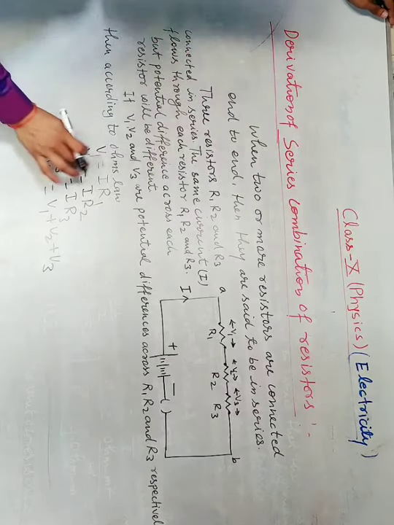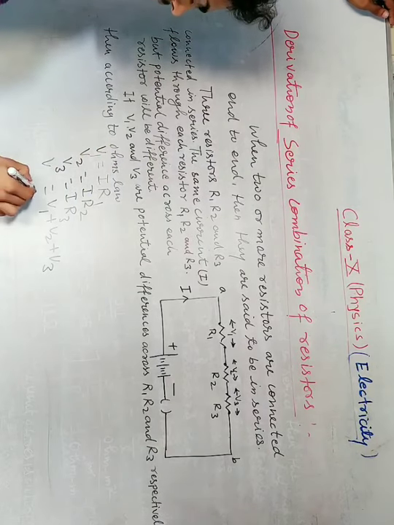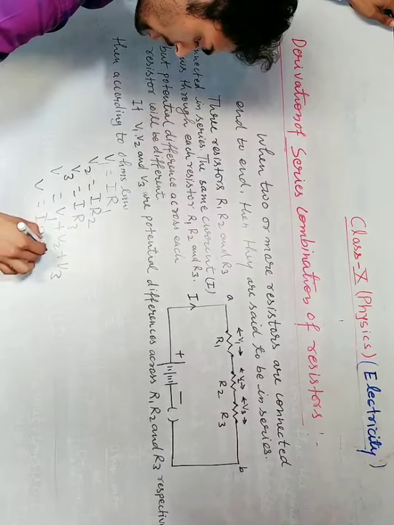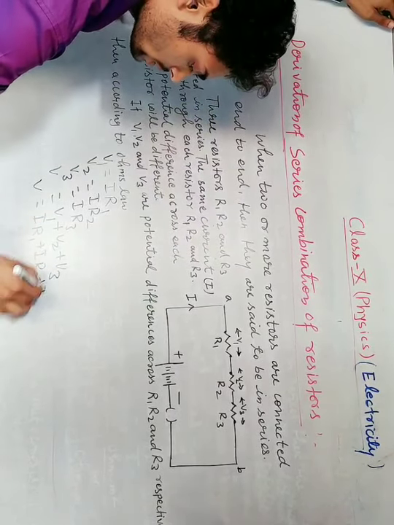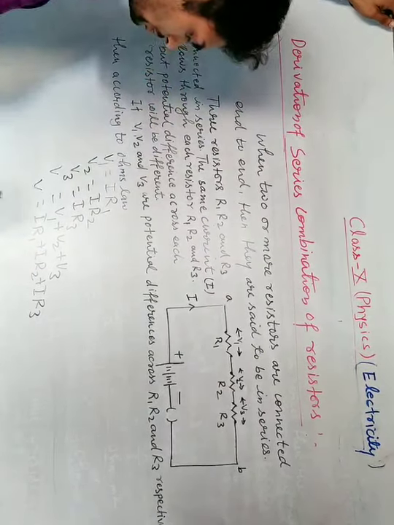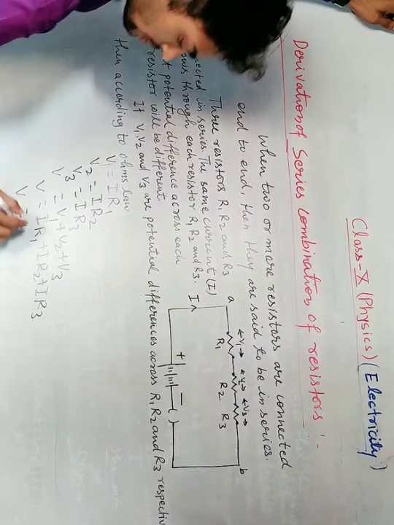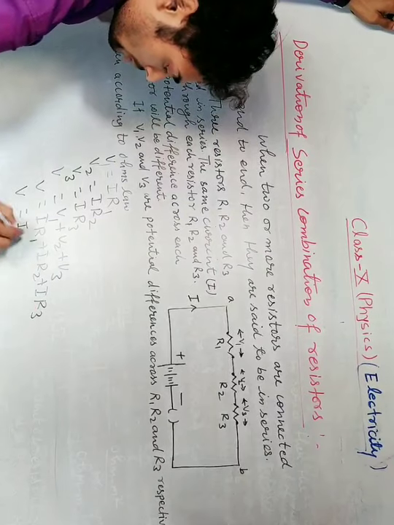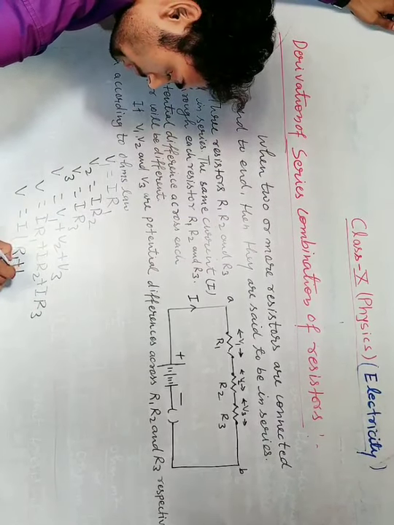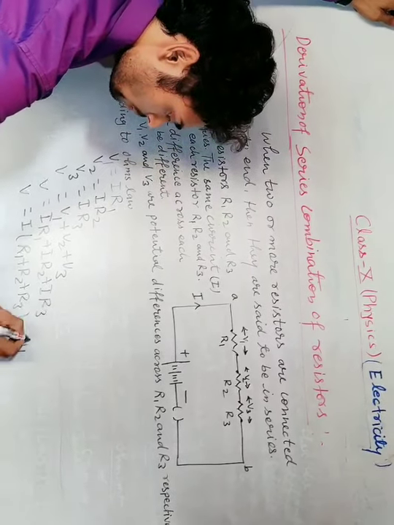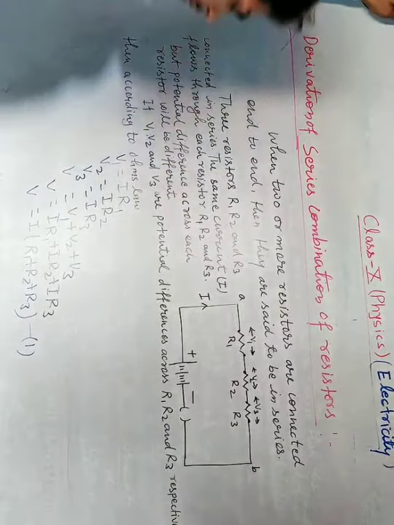Put the value of each V1, V2 and V3. Then V equal IR1 plus IR2 plus IR3. V equal, here take I common, I times R1 plus R2 plus R3. Suppose that this is equation number 1.